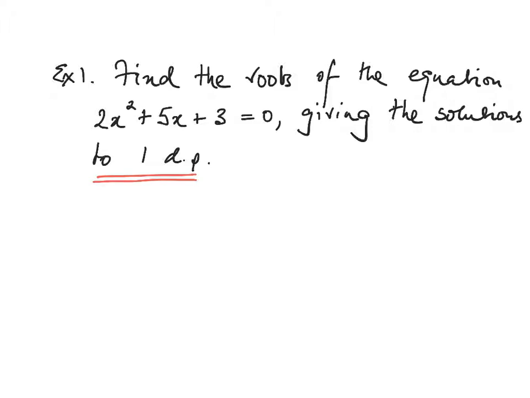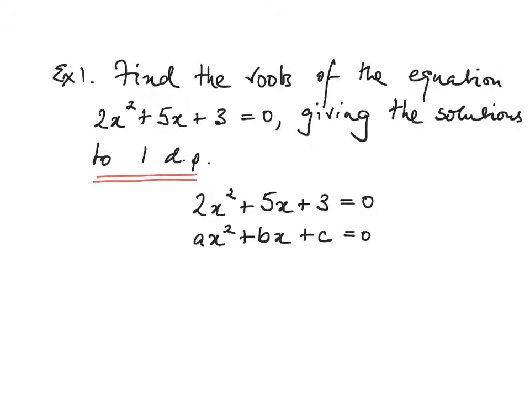So we have 2x squared plus 5x plus 3. The standard form for the quadratic equation is ax squared plus bx plus c equals 0. So we can see that the values of a, b and c are 2, 5 and 3. What we should do is get into the habit of working with parts of the formula separately.